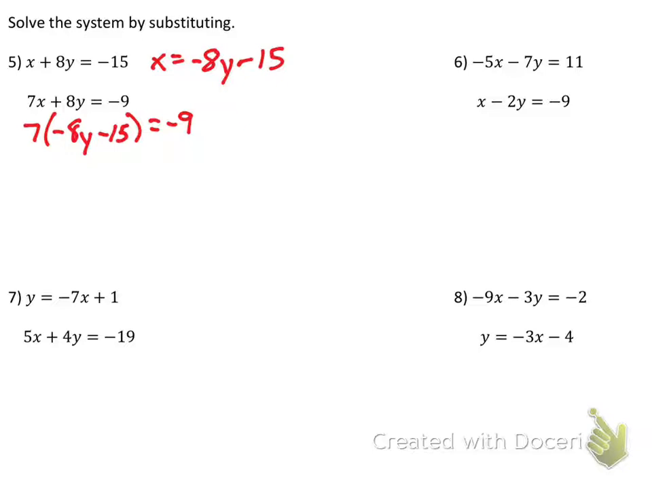So that would be again negative 56y minus 105 is equal to negative 9. So negative 56y, I did my multiplication wrong, would equal negative 114. So now I take negative 114 divided by negative 56, and I'm still off a bit. Let's see here.